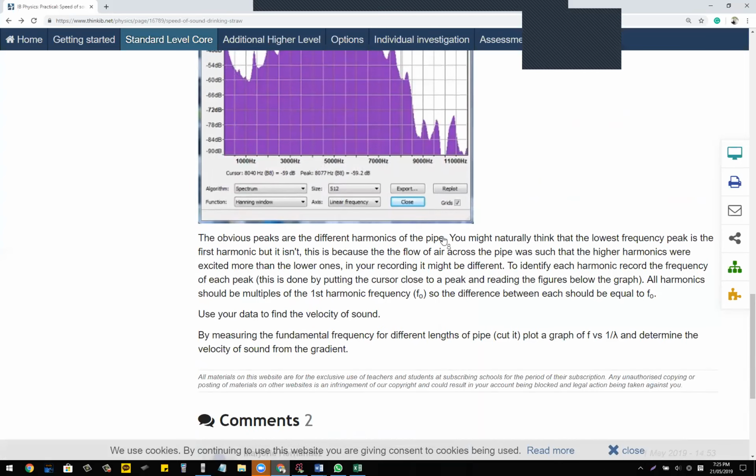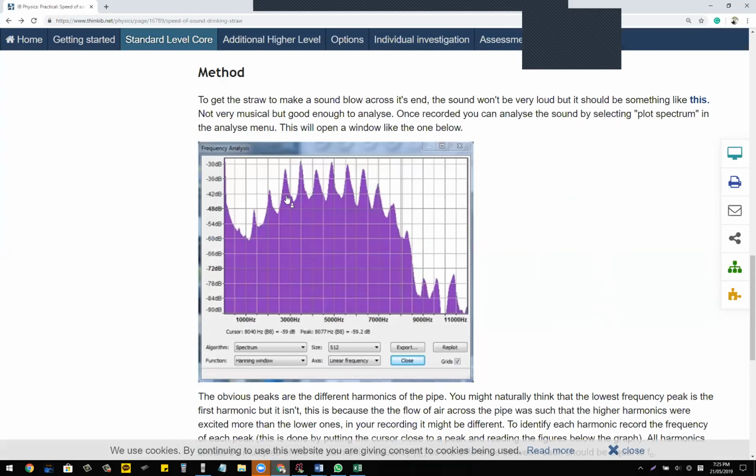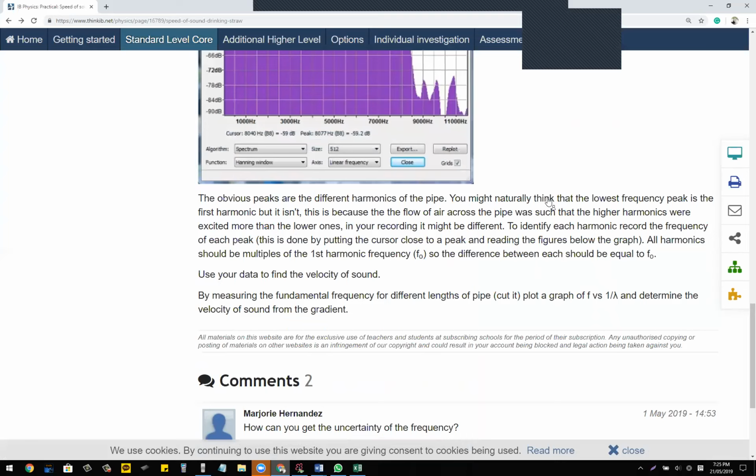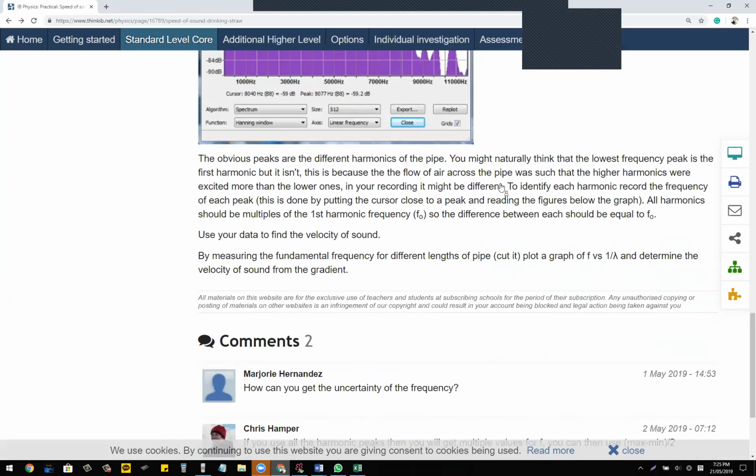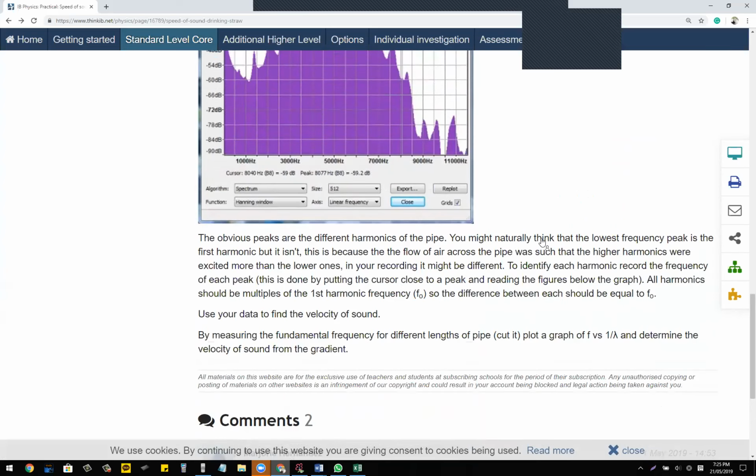Okay, so that means you're getting all these different harmonics at the same time. You might naturally think that the lowest frequency peak is the first harmonic, but it isn't. This is because the flow of air across the pipe was such that the high harmonics were excited more than the lower ones. What? The lowest frequency? Yeah, I didn't really understand what that meant, because I assume it would be the lowest. You might naturally think that the lowest frequency peak is the first harmonic, but it isn't. This is because the flow of air across the pipe was such that the high harmonics were excited.